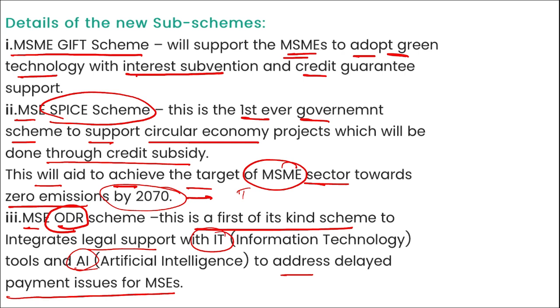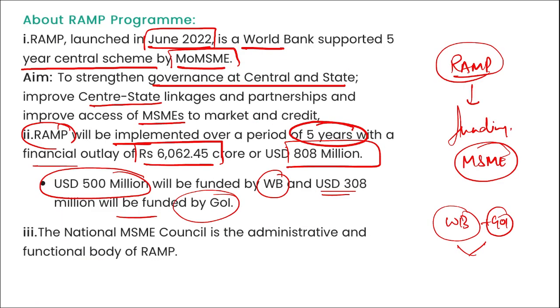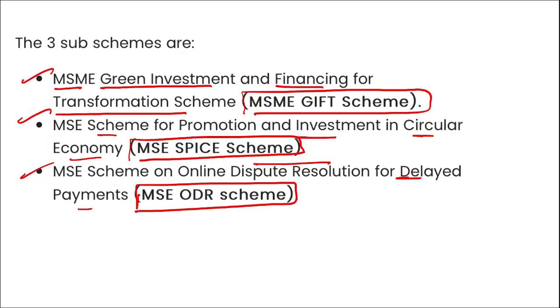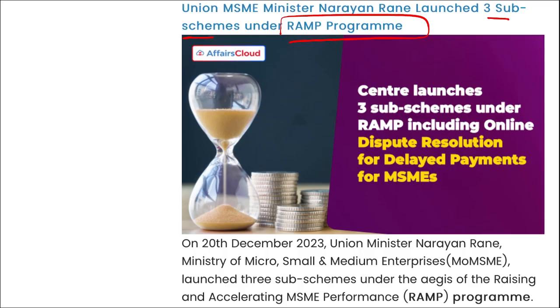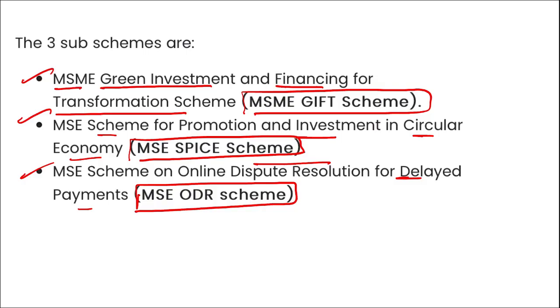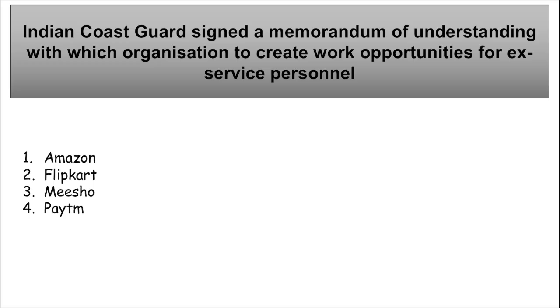So these are the three new sub schemes that were launched under the RAMP program, which was launched in June 2022, and it is a World Bank supported program. Correct. And it is a 5-year long program where the World Bank will be working to enhance the MSMEs in India. Correct. Moving on. Next is ICG, Indian Coast Guard.